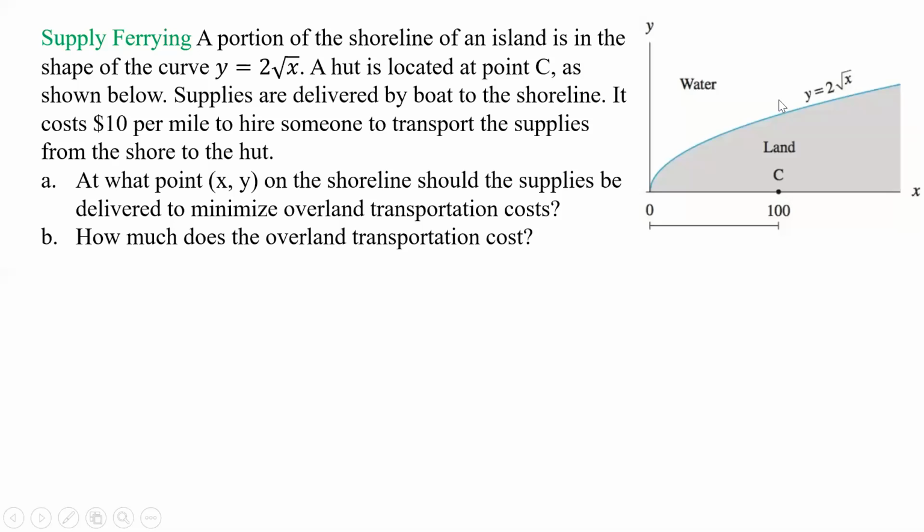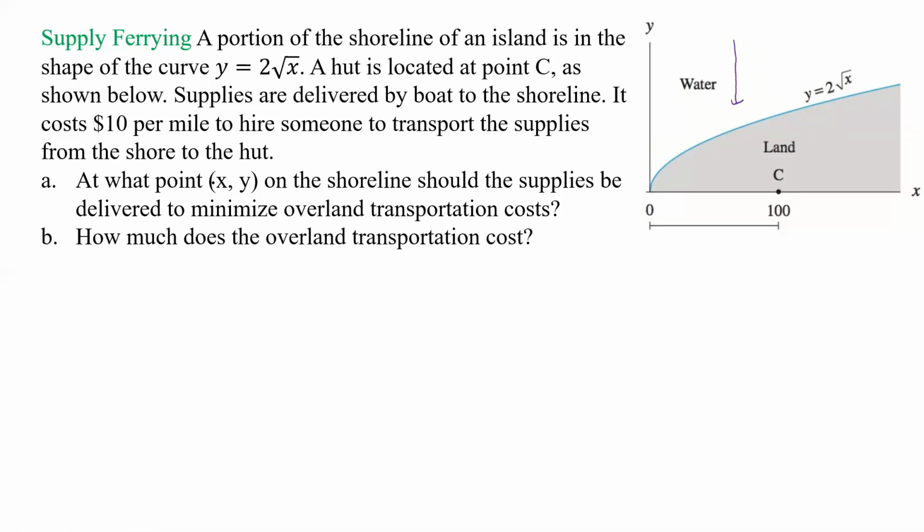All right, so this one, having a supply ferrying. So we're ferrying something over the water. It says a portion of the shoreline of an island is in the shape of the curve y equals 2 radical x. So this is kind of the shape of the island on this one edge over here. And it says a hut is located at point C here, and supplies are delivered by boat to the shoreline. So they're going to come in here and they're going to deliver supplies.